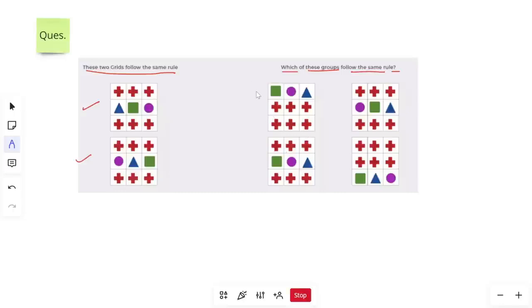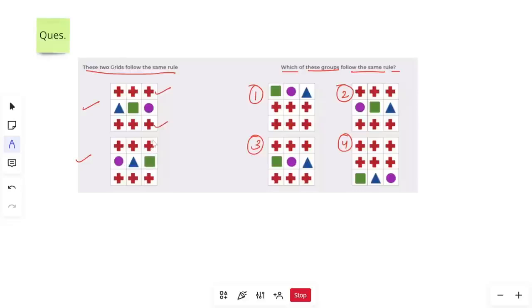We have to tell. So let's mark the images: 1, 2, 3, and 4. These are four different grids. We have to tell out of these four which of them are following the same pattern as per the question images. So let's try to understand the pattern. The pattern is that in the first row and in the last row we have these plus marks.